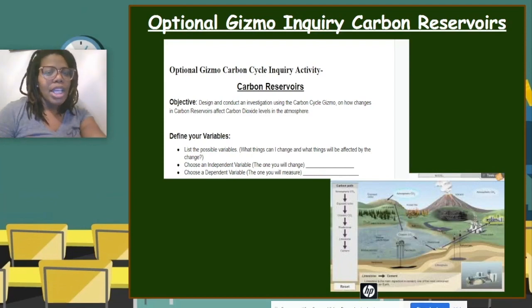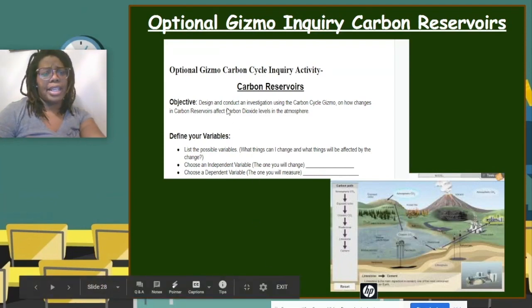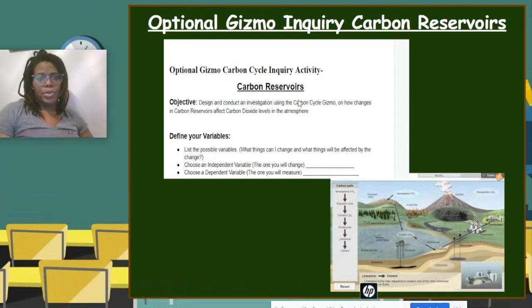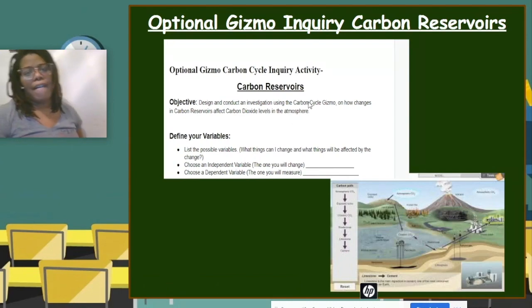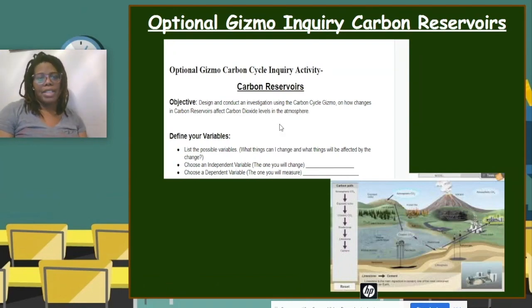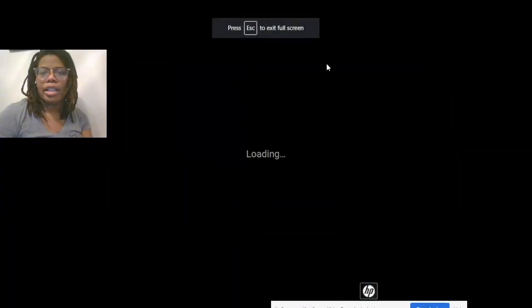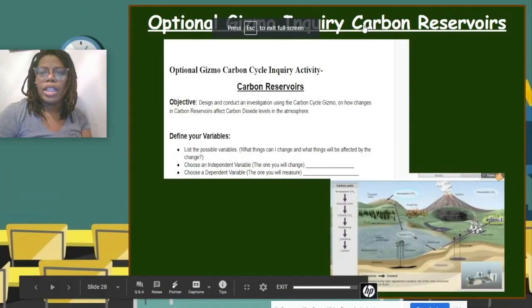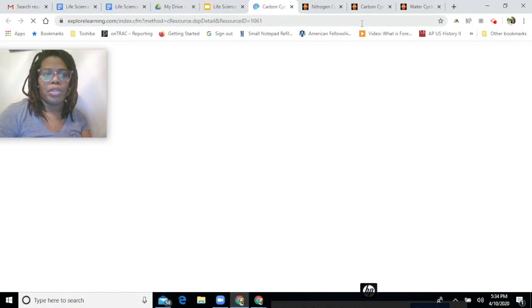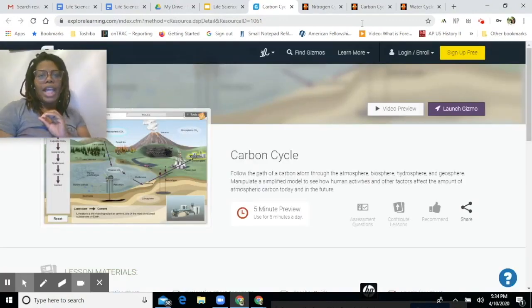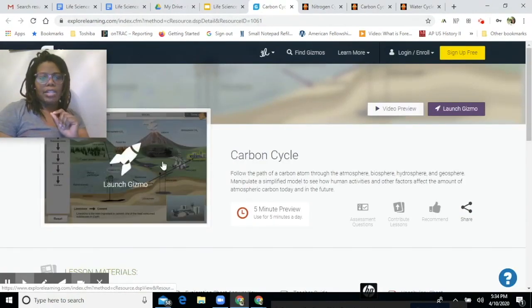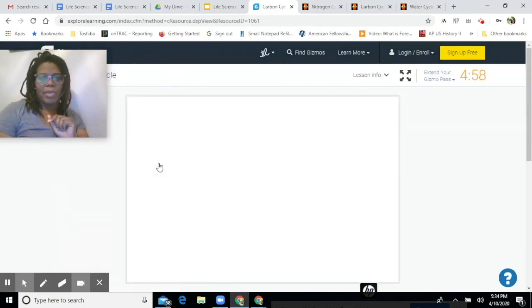So if you have the workbook open, you're going to be designing your own investigation, your own lab, to see how different things affect the amount of carbon dioxide that's in the atmosphere. So you look at your gizmo first. Let me go ahead. Oops, I should have done that from here. Okay, let me see. All right, so you click on the link, which you already have when you log into Clever, and you'll see this carbon cycle gizmo. Yours is going to be better than this, but this is basically what we're doing.